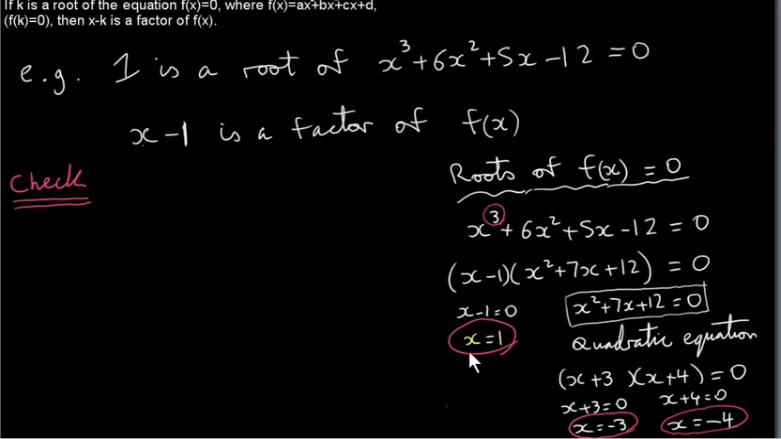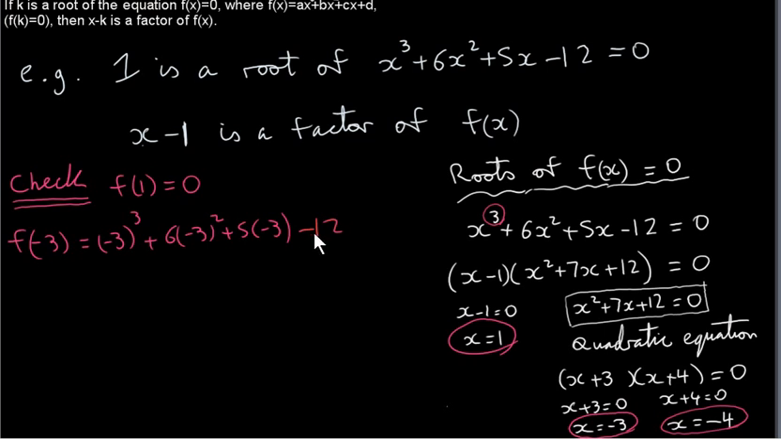Let's check these roots. We know that f of 1 is going to give us 0. So we don't have to do that. What about f of minus 3? Well, let's plug minus 3 into the cubic polynomial. We get minus 3 cubed plus 6 times minus 3 squared plus 5 times minus 3 minus 12. This should all work out to 0. So you can plug all this into your calculator. Now, with some calculators you have to be careful when you raising a negative number to a power. You actually have to put in brackets because the calculator doesn't take the minus sign into consideration.